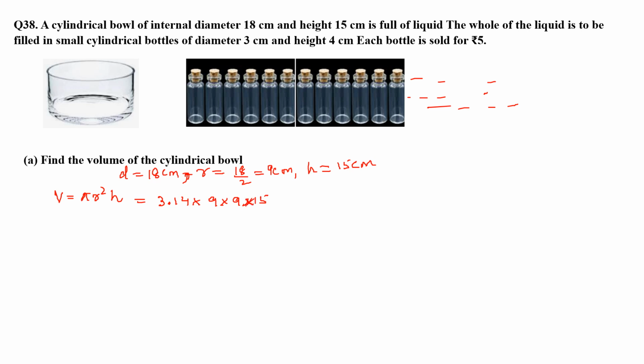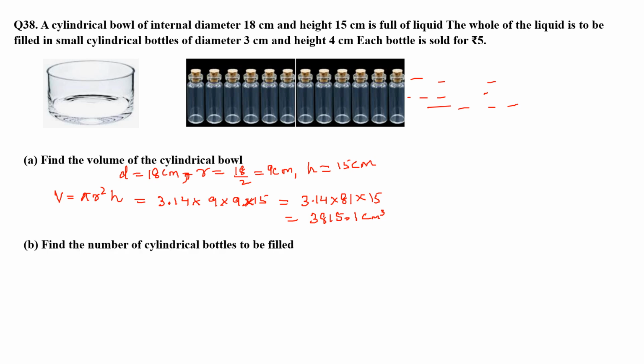So this will give you the volume. You have to just multiply everything. So 3.14 into 9 into 9 is 81, into 15. And if you multiply everything, you will get 3815.1 centimeter cube. So this is the volume of the cylindrical bowl.